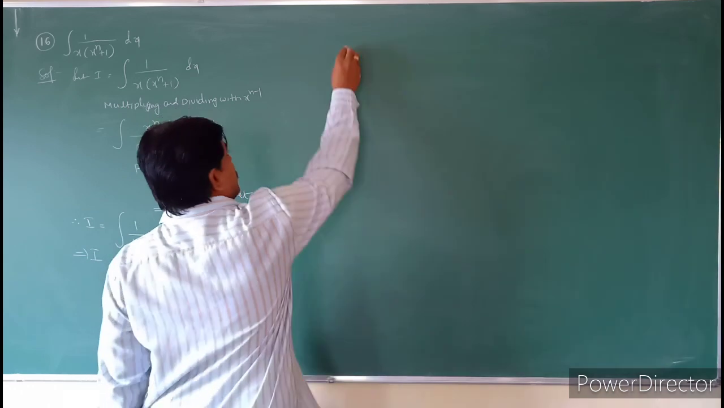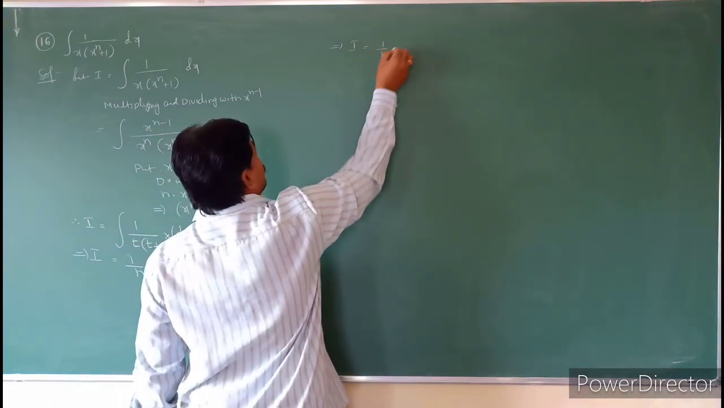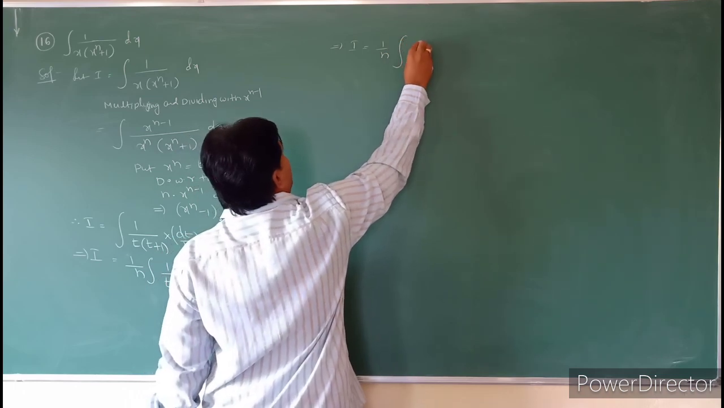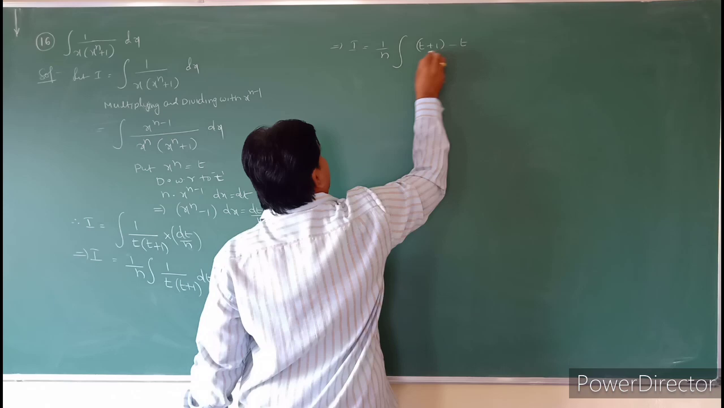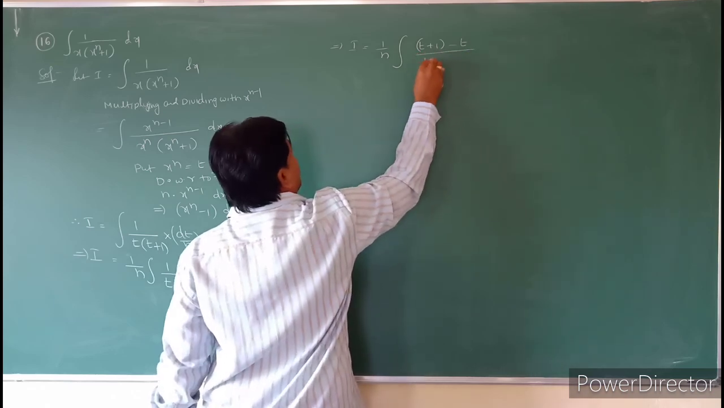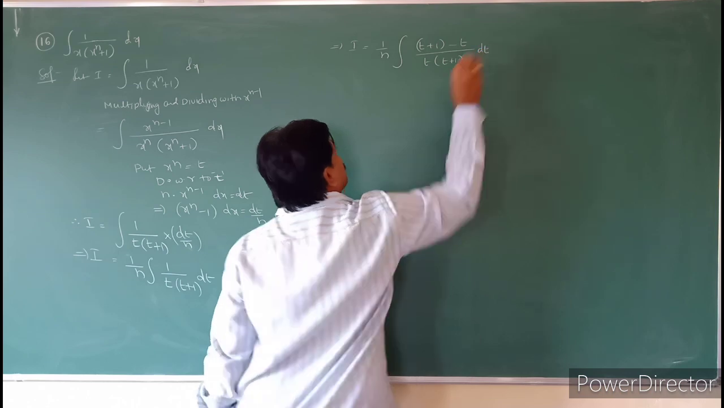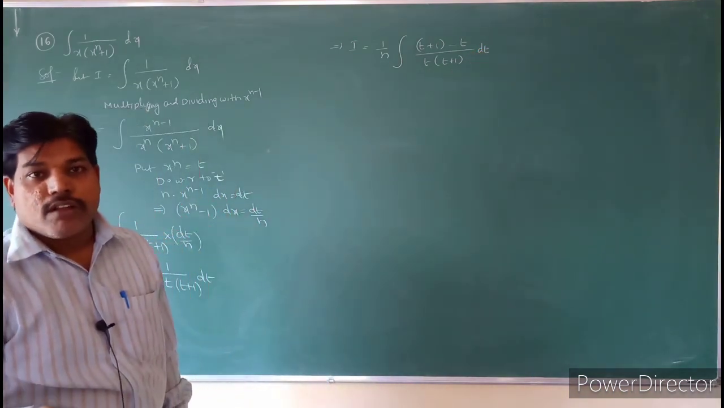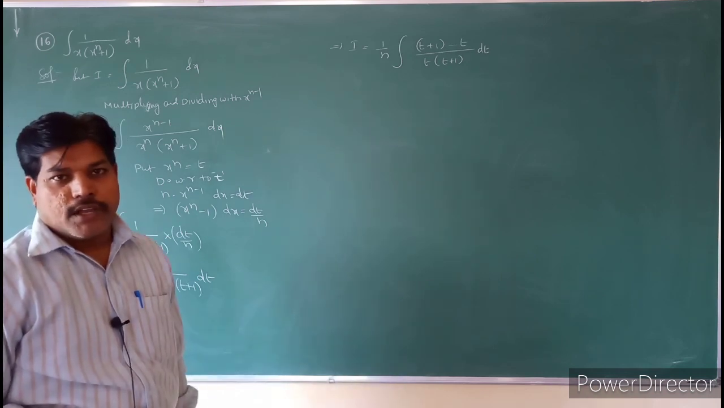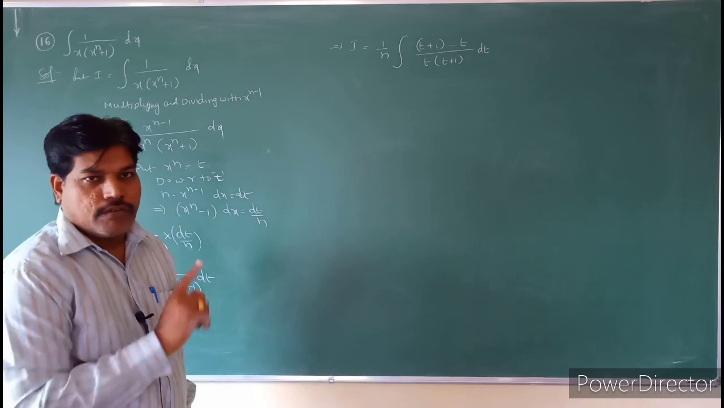So that implies I is equal to 1 by n into the integral of this 1, I am writing as t plus 1 minus t by t into t plus 1 into dt. So without using the partial fractions I am doing the problem here. If you have any doubt, you can apply the partial fractions, you will get the same one.